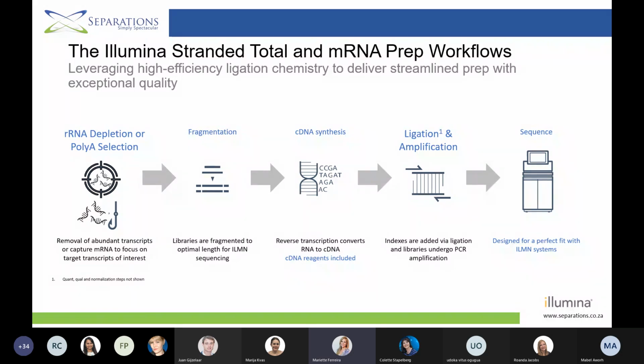What is really nice about these kits is that the cDNA reagents are included, so it's not something you have to purchase separately. Then we would do a ligation of our indexes, and these libraries would undergo a PCR amplification step, and then we would sequence.